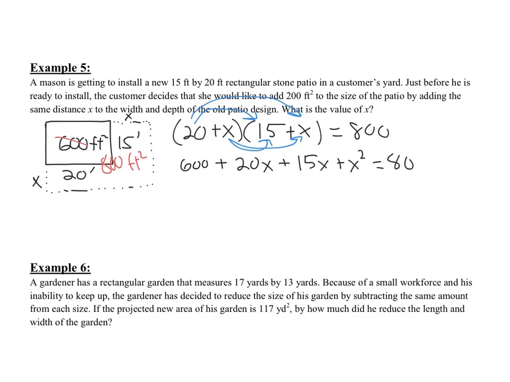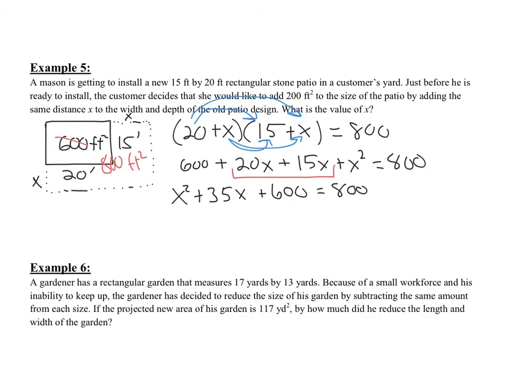And of course 800. Now what I'm going to do is combine these like terms and rewrite it in standard form all in one step. x squared, 15x and 20x make 35x, and then plus 600, and that's equal to 800.